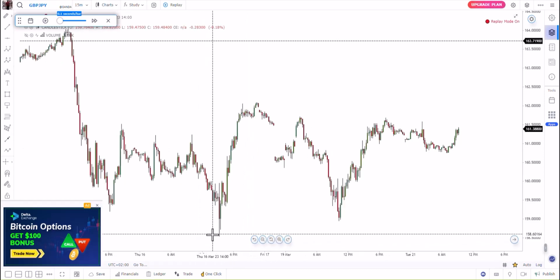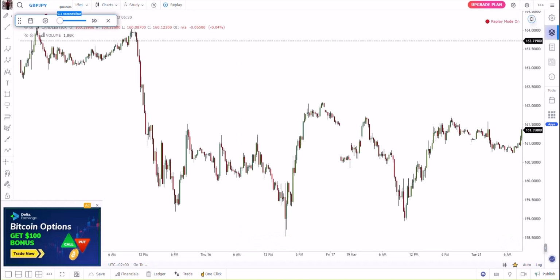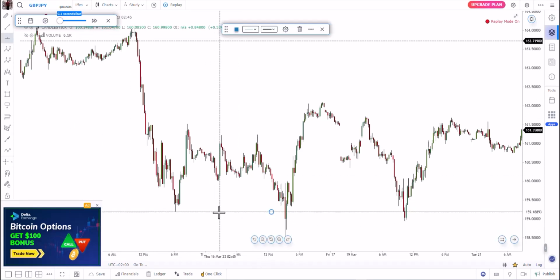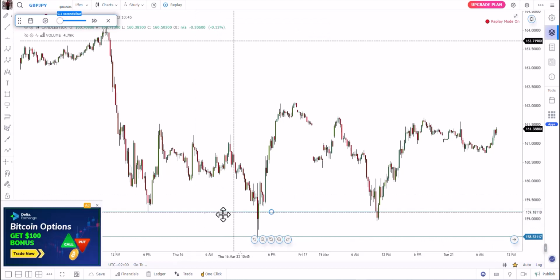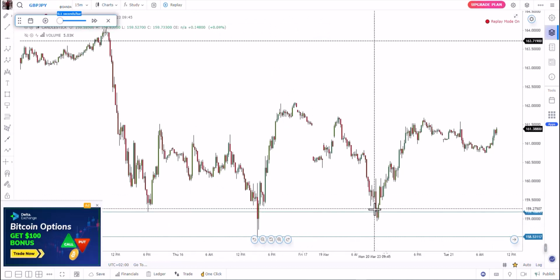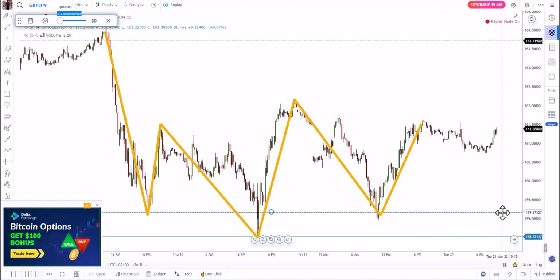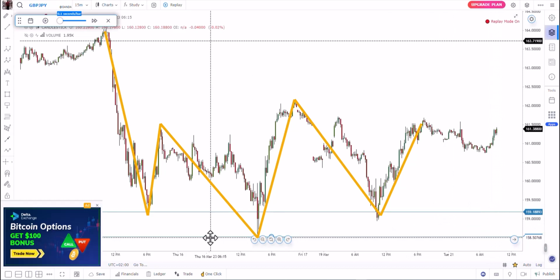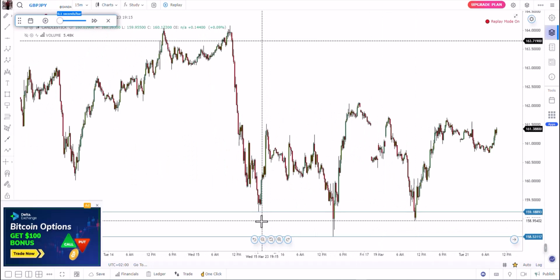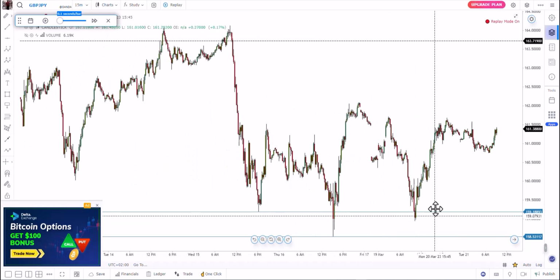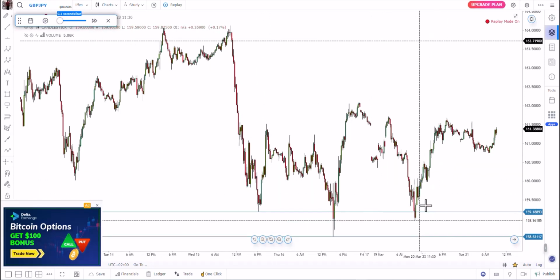How do you identify a demand zone? Quasimodo level. So in this case, where is your Quasimodo level? This is your Quasimodo level, and this is your head. So your entry has to be around the Quasimodo level, and our stop loss has to be below the head, which is what just happened here. It got into our Quasimodo and then it shifted.